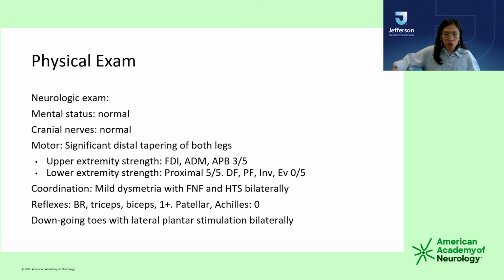His strength exam shows weakness of his intrinsic hand muscles, 3 out of 5, in FDI, ADM, and APB. In the lower extremities, he has good strength proximally, but almost no movement of his feet. For coordination, he had mild dysmetria with finger to nose and heel to shin. His reflexes are down everywhere and absent in his lower extremities, and he has a negative Babinski.